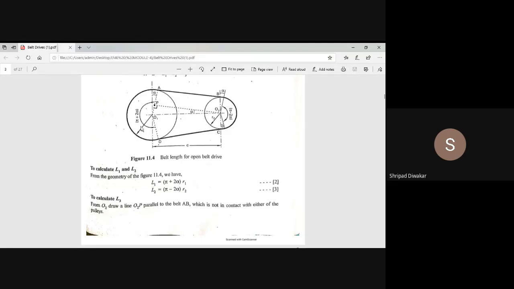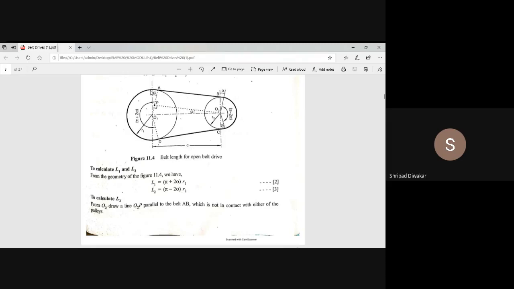Pi plus 2 alpha into R1, that is the length of the driver pulley. You call it equation number 2. Now you consider the driven pulley. So the angle is alpha, and the total value is pi minus 2 alpha.